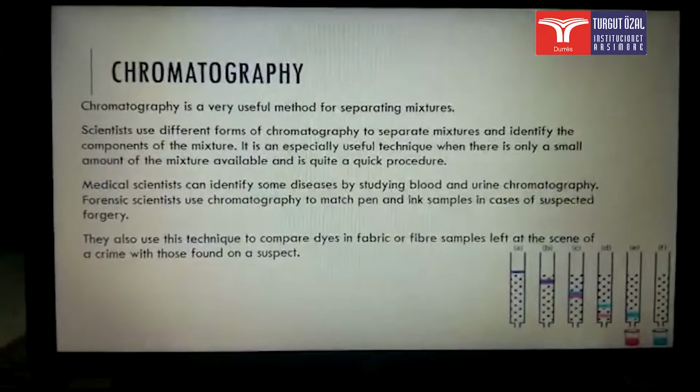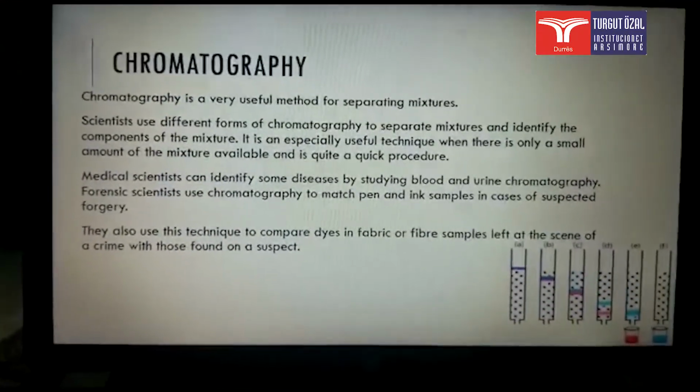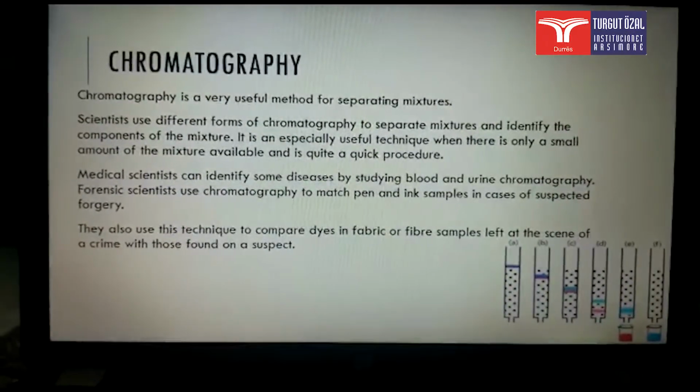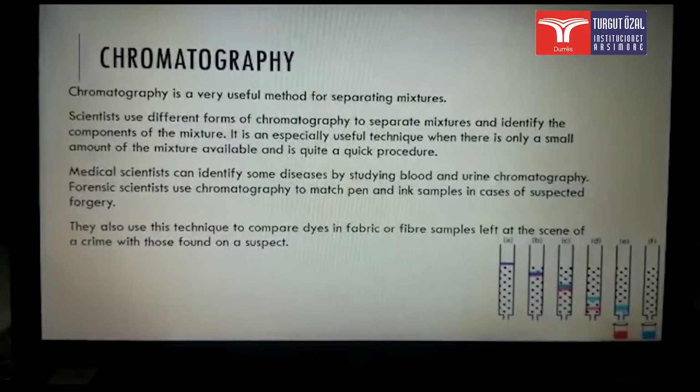And the last one is chromatography. Chromatography is a very useful method for separating mixtures. Medical scientists can identify some diseases by studying blood and urine chromatography.